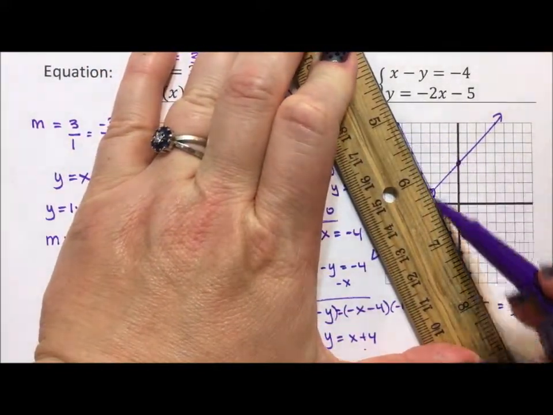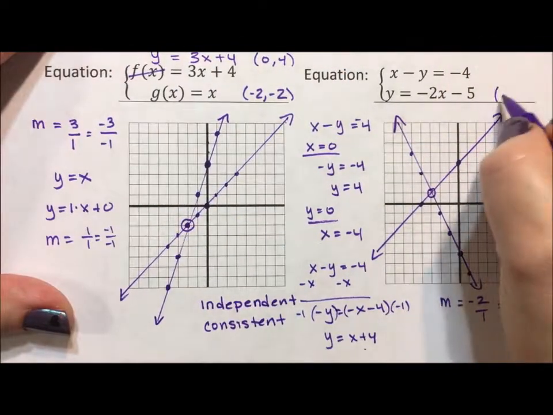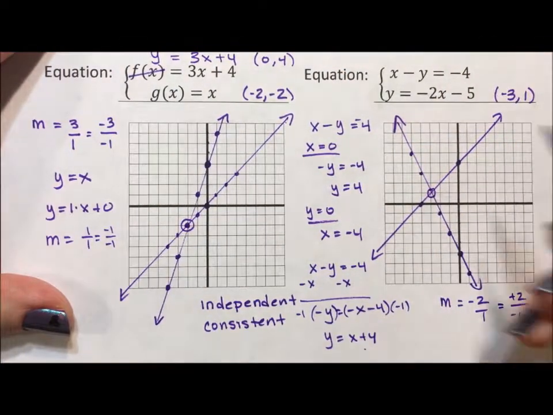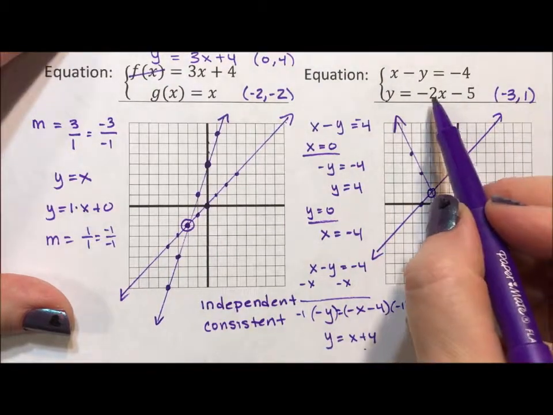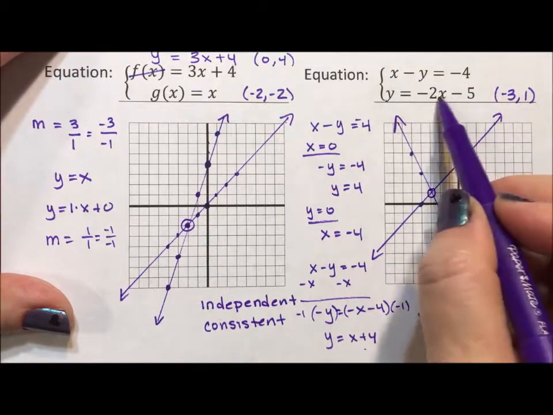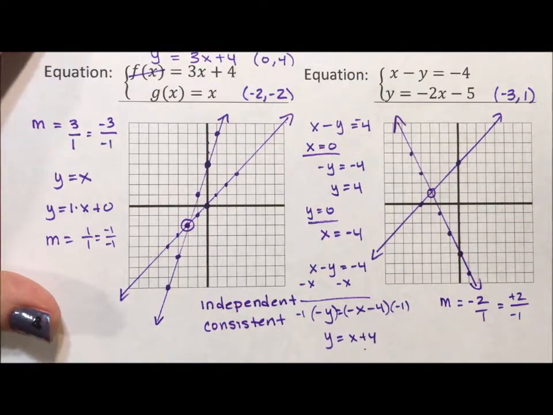So if I graph my line, my point of intersection is negative 3, 1. I like to check. Is negative 3 minus 1 negative 4? Yes. Negative 2 times negative 3 is 6. 6 minus 5 is 1. That also checks out. I am confident I have the right answer.